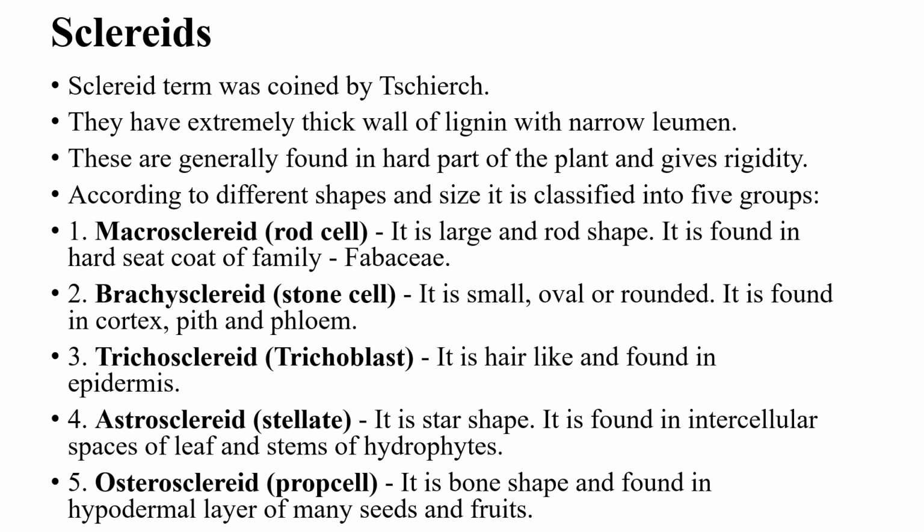Then sclereids. Sclereids are another type of sclerenchyma. The term was coined by Tschirch. They have an extremely thick wall of lignin with a narrow lumen. These are generally found in hard parts of the plant and give rigidity to the plant. According to shape and size, they are classified into five groups: macrosclereid or rod cell, brachysclereid or stone cell, trichosclereid or trichoblast, asterosclereid that is stellate, and osteosclereid that is prop cell.